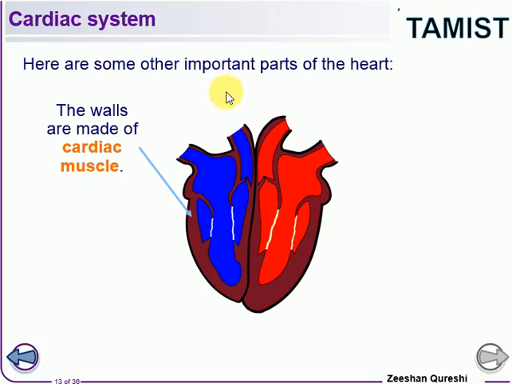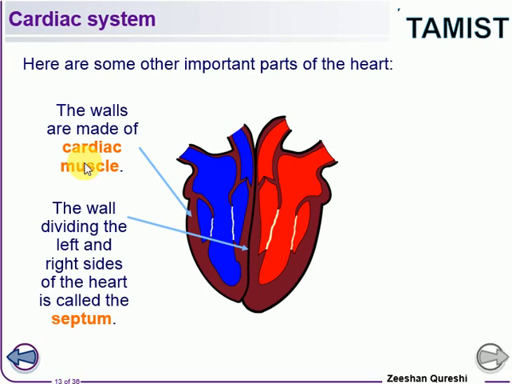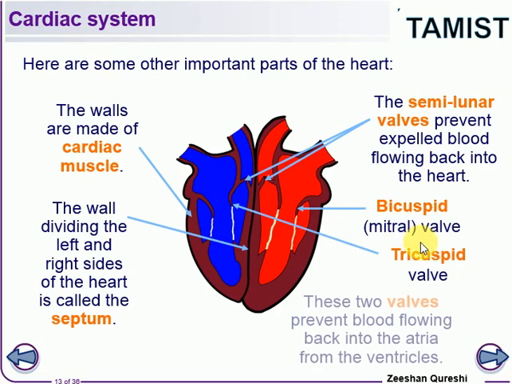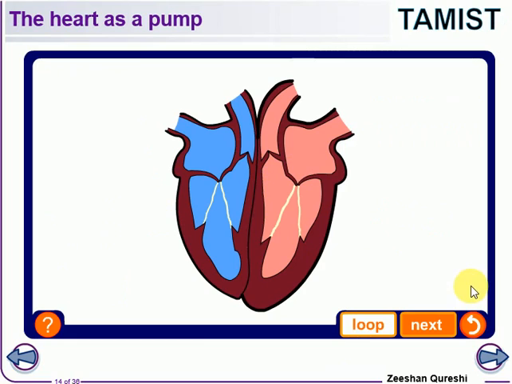The other important parts of the heart are the cardiac muscles. The wall that divides the left and the right side of the heart is called the septum. The semilunar valves prevent the expelled blood from flowing back to the heart. The bicuspid valve, also known as the mitral valve, and the tricuspid valve both prevent the blood from flowing back into the atria from the ventricles.